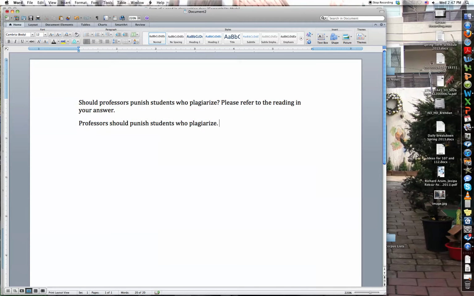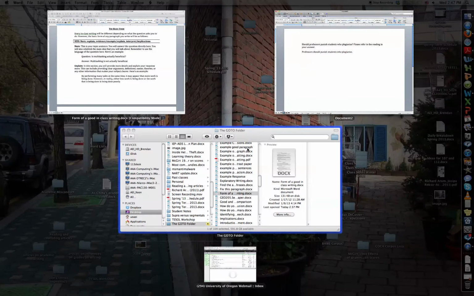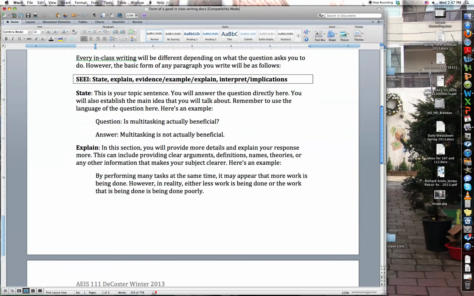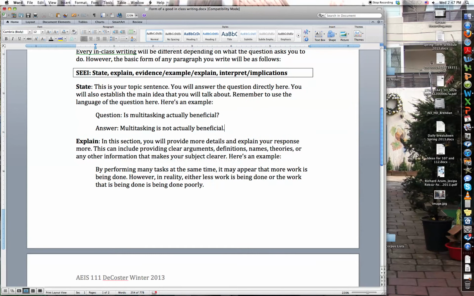Great. Now, I said before, this is going to be one paragraph. How do I know? Well, we need to come back here and keep looking at the rest of the pieces of an in-class writing to figure that out. The next piece is this, explain. And in this section, you're going to provide more details and explain your response a bit more. This is where you're going to clarify arguments, you're going to provide reasons, you're going to provide definitions, names, etc.